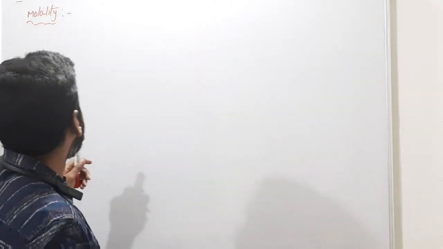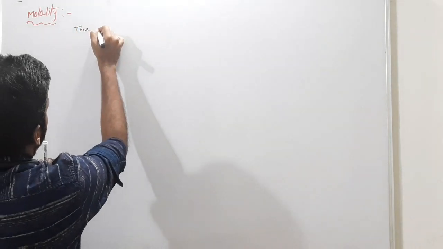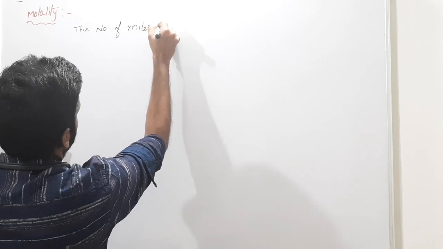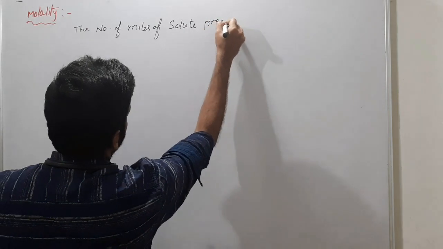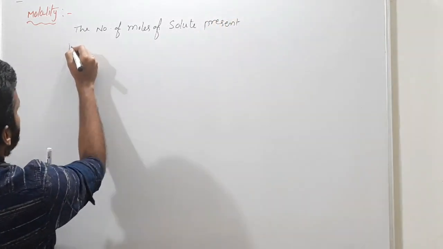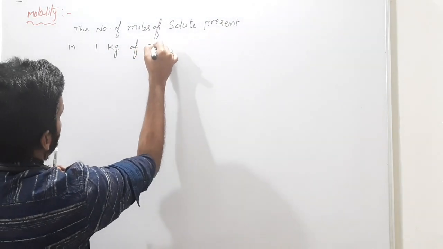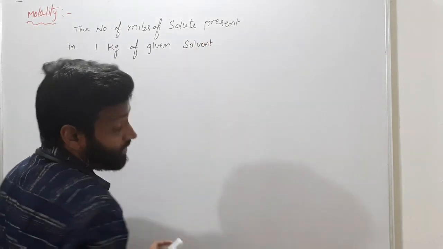Previously we discussed some concentration terms. In that, last we discussed molality, which is very important for us. So what exactly does molality mean? The number of moles of solute present in 1 kg of given solvent. So this is very important.